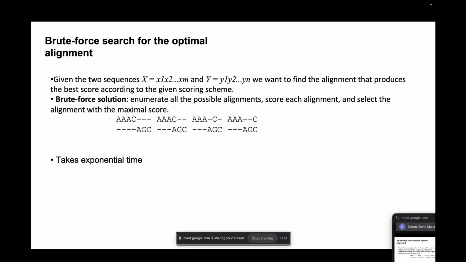So what kind of algorithms do you need? If you just try brute force, trying all possible alignments, scoring all alignments, and then selecting the best alignment with the maximal score, that will take exponential time, and in real sense, it will not finish the alignment. But we need to do the alignment, so this cannot be the bottleneck here.